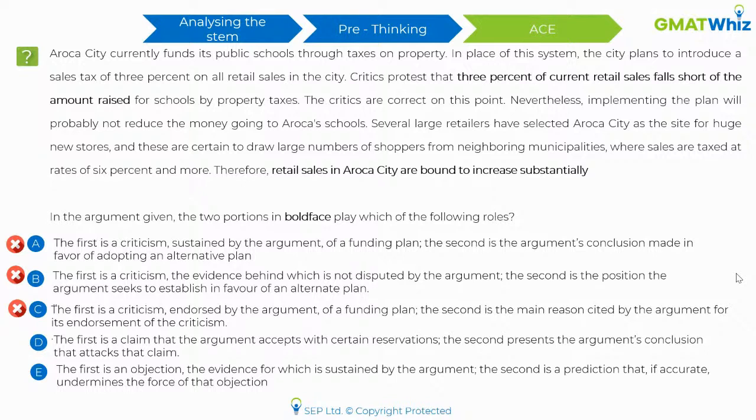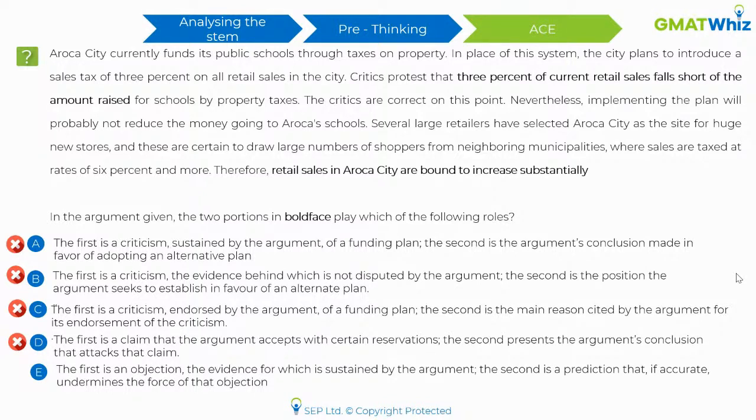First is a claim. Can I call the first one a claim? Well, yes, it is. It's a claim of the critics. So it's a claim, yes, that the argument accepts with certain reservations. Well, the author does accept the part about 3% of current retail sales being short. So I can say yes. The first is a claim that the argument accepts with certain reservations. The second presents the argument's conclusion. No, it's not the argument's conclusion. It's not the main conclusion, although it does attack that claim. So D is also out, and by now you know it is choice E.